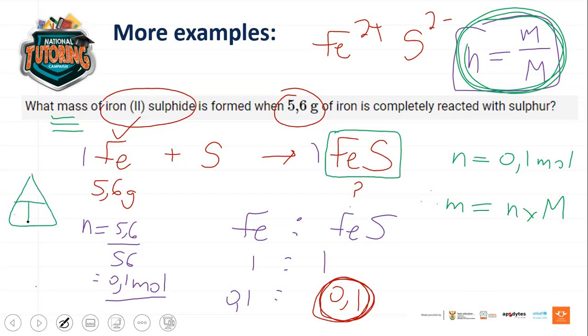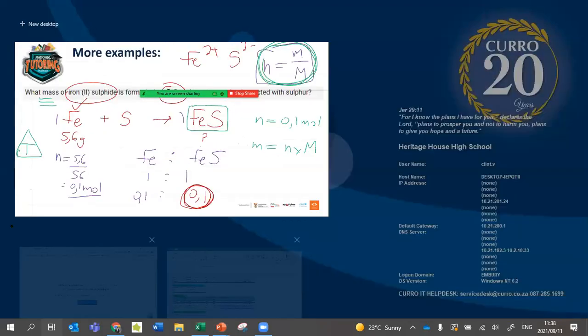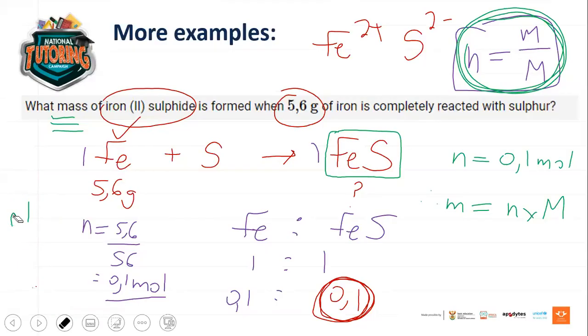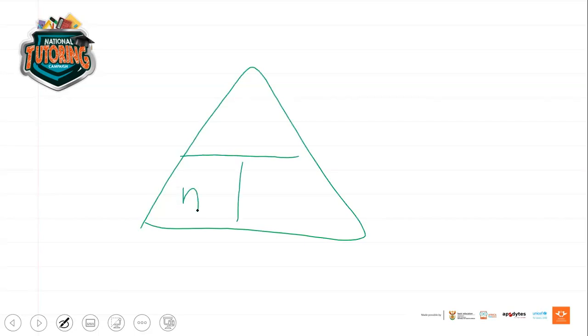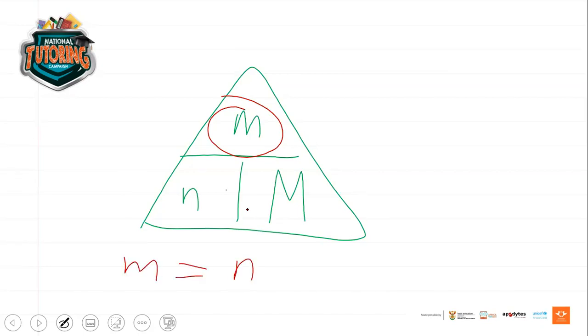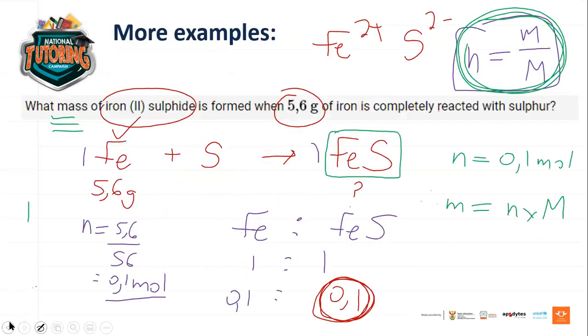Or you can use your nice easy triangle. Sorry, I'm running out of space there. I think I've got an extra page, may as well use it. Using this triangle, the number of moles is equal to the mass divided by the molar mass. So if I want the mass, that's how you read the triangle, it is now n times capital M. So that stands for molar mass.